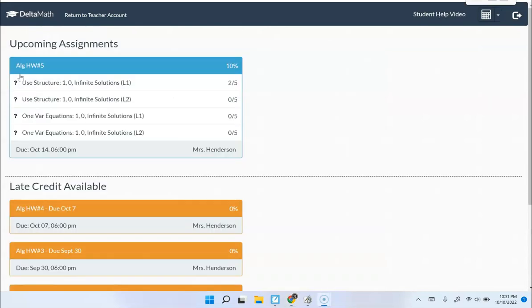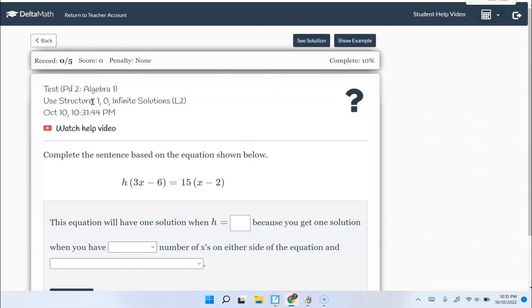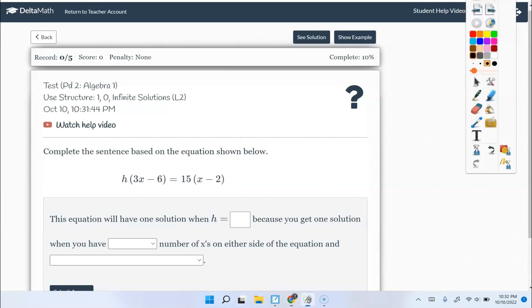All right. Now let's upgrade this a level and take a look at the second topic here. Complete the sentence based on the equation shown below. I have a 3x minus 6 and an x minus 2. Okay, those are totally different, but this 15 would have to be distributed, right? So if I distributed that 15 over here, I would get 15x minus 30 on the right side.